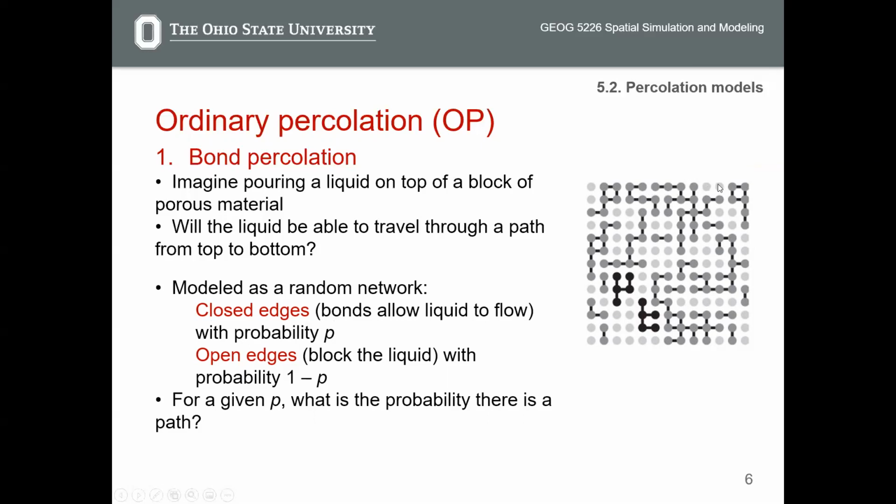For example, these two locations here are not connected by a bond, which means that even if one of them is occupied by liquid, by water, that small volume of water or liquid cannot go to the other location because they are not bonded. Okay, so for a given P, P is the probability of finding a closed edge, or finding a bond, in this space. For a given P, what is the probability there is a path that the liquid can travel through from top to bottom? This is what we care about when we're talking about bond percolation. The primary concern is this value P. So this is bond percolation.